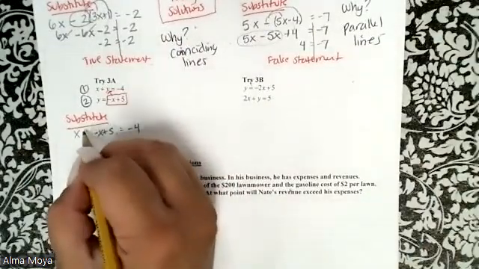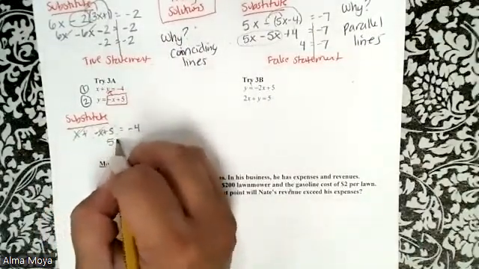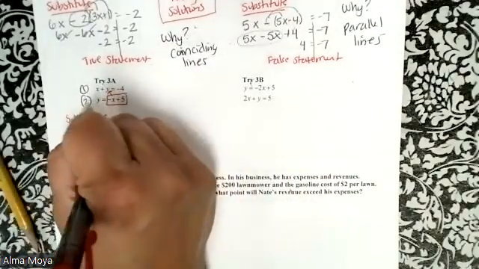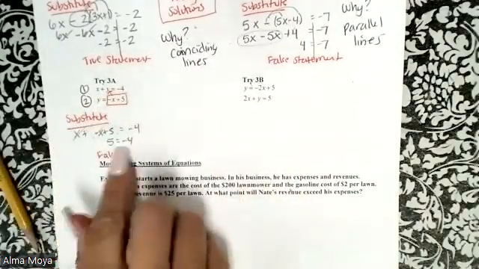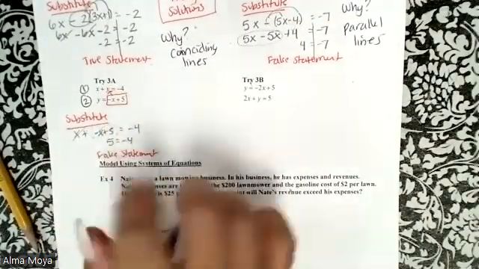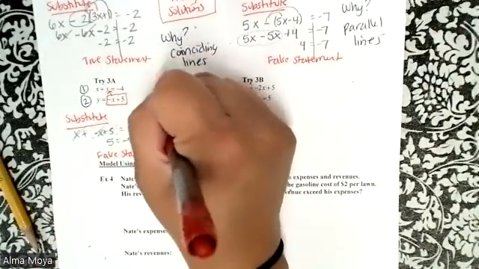X plus negative x is going to cancel out, and I'm left with 5 equals negative 4. Now that is a false statement because 5 does not equal negative 4. And false statement means no solution.